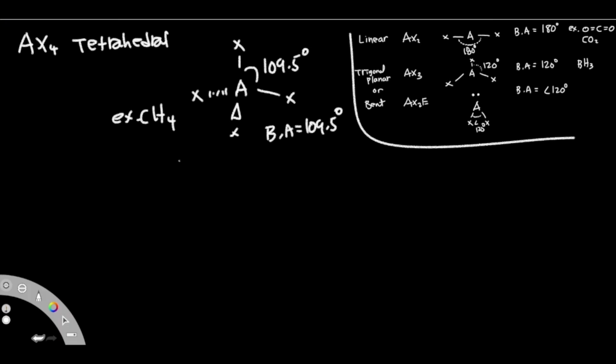So as we are going through this, we should be memorizing it at the same time. AX4. Subcategory for AX4 is AX3E. AX3E is called trigonal pyramidal. Sounds quite similar to trigonal planar, but it's not trigonal planar, it's trigonal pyramidal. It gets even more complicated when we go even further down, when we see trigonal bipyramidal. But for now, this one is trigonal pyramidal.